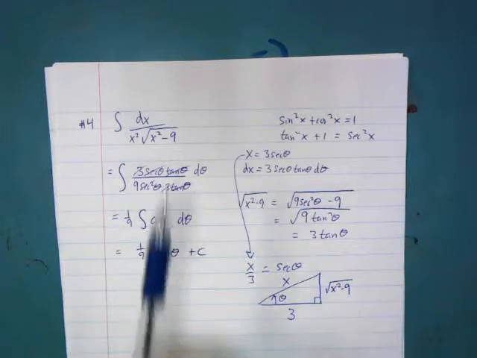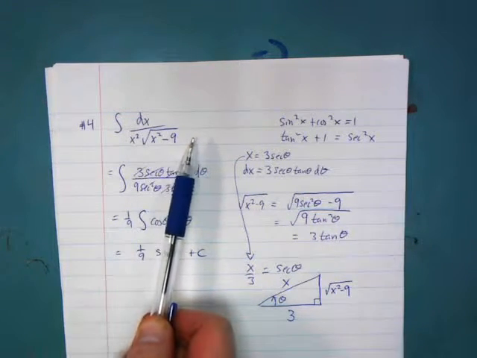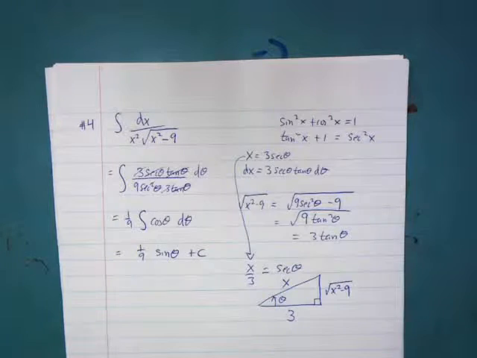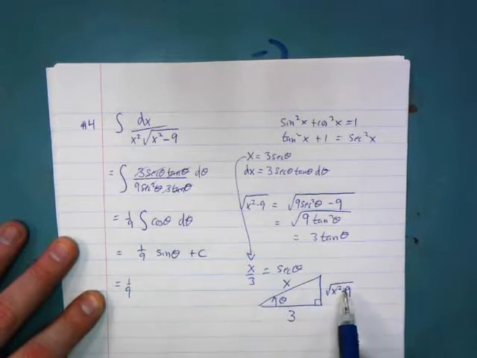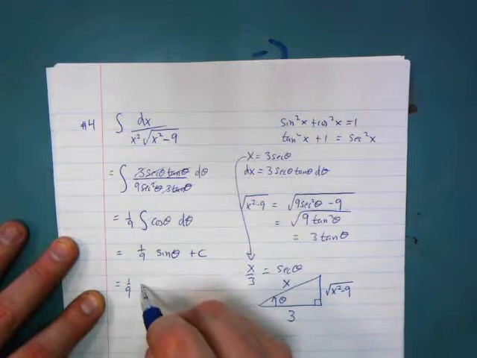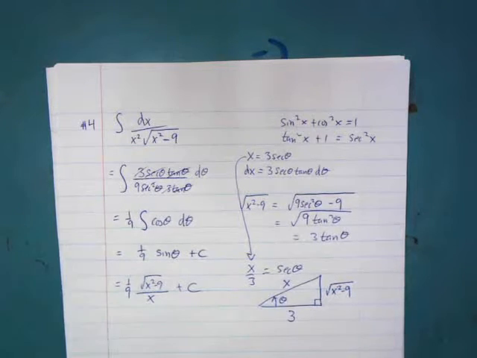And again, it always cycles back to that. That square root was the problem to begin with. That's always going to happen on this triangle. So, final answer is 1/9. The sine is going to be opposite over hypotenuse. So that's square root of x squared minus 9 over x plus c. Questions on that one?